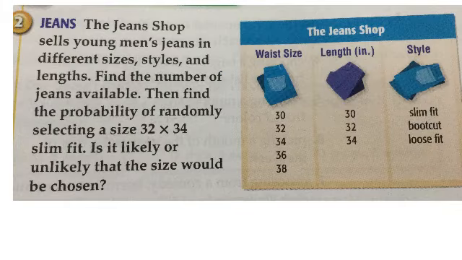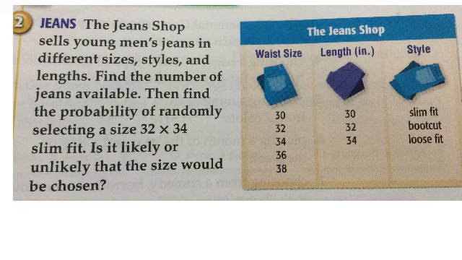The jean shop sells young men's jeans in different sizes, styles, and lengths. Find the number of jeans available, then find the probability of randomly selecting a size 32 by 34 slim fit. And then we want to know, is it likely or unlikely that size would be chosen? So when we're choosing pants, we have to choose waist size, length in inches, and then the style of the pants. So this has 3 events. Choosing waist, then choosing length, then choosing style.